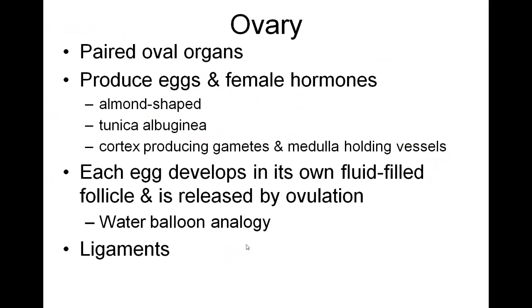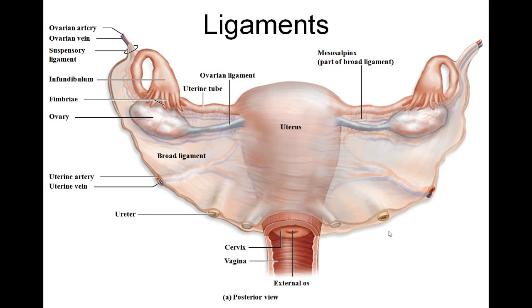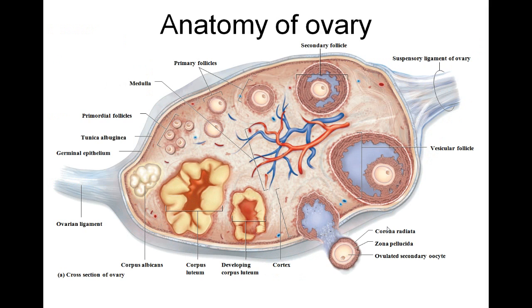Okay, there's a series of ligaments that hold the ovaries and the uterus in place. And we talked about those in lab as well. Here's the picture, so we talked about those. Okay, here's an ovary. We looked at this model in lab.